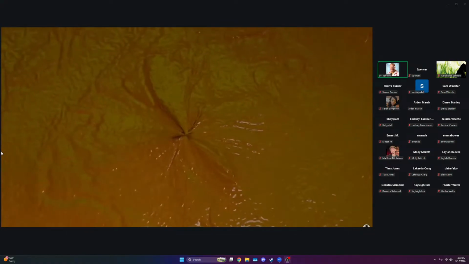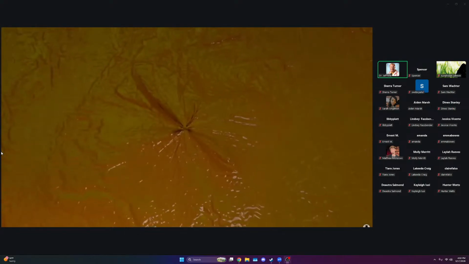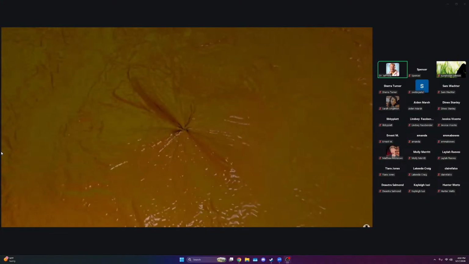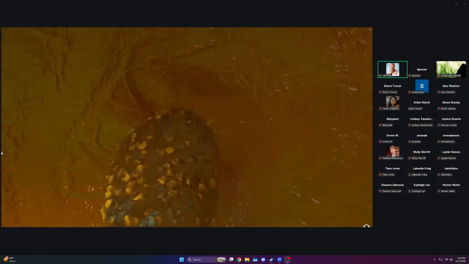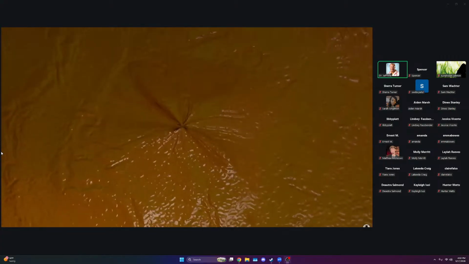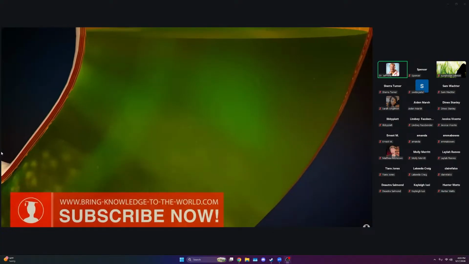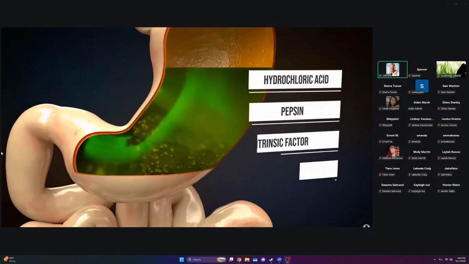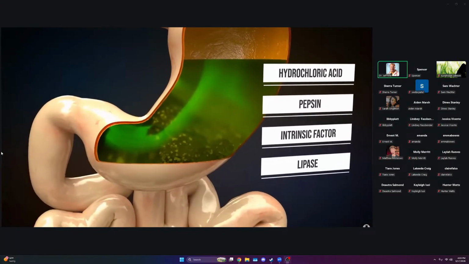Since the esophagus does not have a protective mucus layer like the stomach, the stomach and esophagus are separated by a sphincter. It relaxes when a bolus is pushed from the esophagus into the stomach and then contracts to prevent acid and food from going back up. Gastric juice consists, among other things, of hydrochloric acid, the enzyme pepsin, the intrinsic factor, and lipase for the digestion of fat.